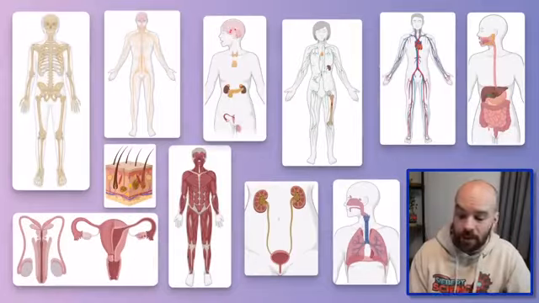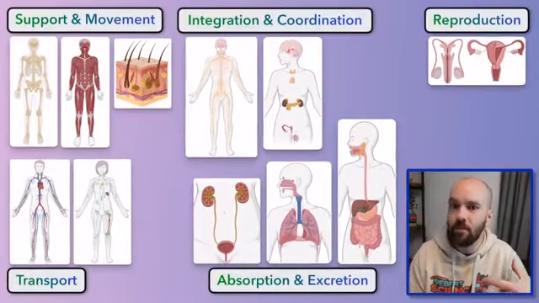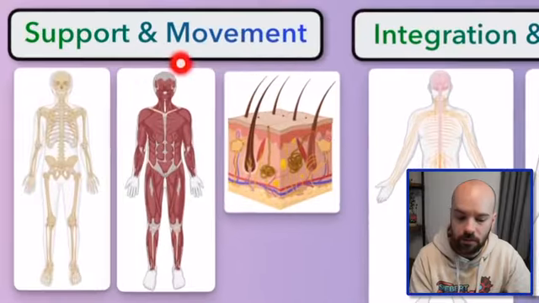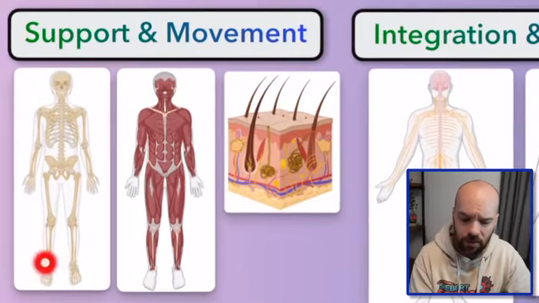All right, let's go back to these. There are 11 organ systems, but what I like to do is categorize them based on their function. So we're going to go through them in this order. First, we're going to look at systems that are dealing with support and movement, primarily the skeletal and the muscular, and then the integumentary system.